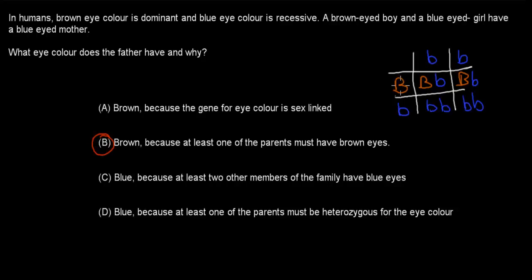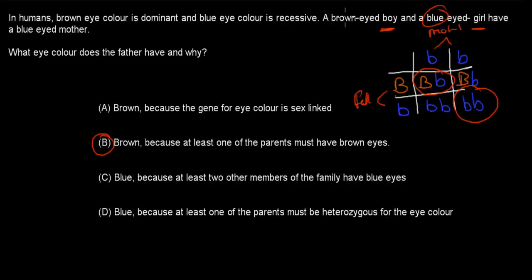This is our Punnett square. This is the father who has brown eyes. This is the mother with blue eyes. And this combination allows us to produce both brown-eyed individuals and blue-eyed individuals. And that's the case with the family that has a brown-eyed boy and a blue-eyed girl.